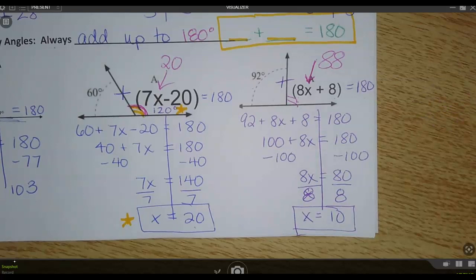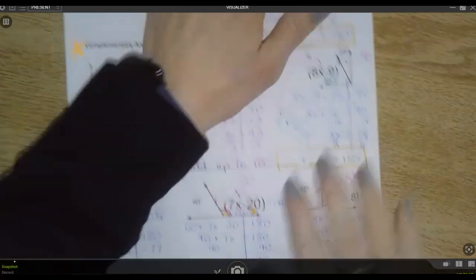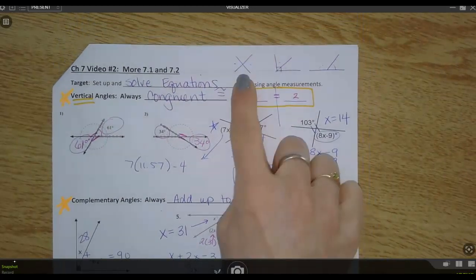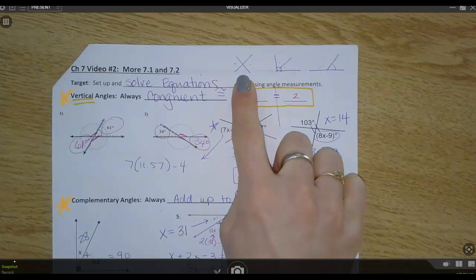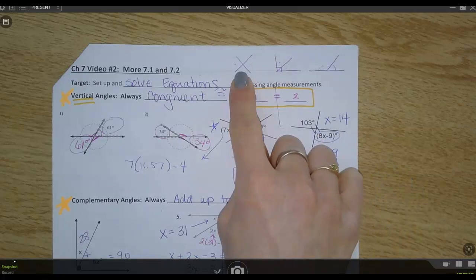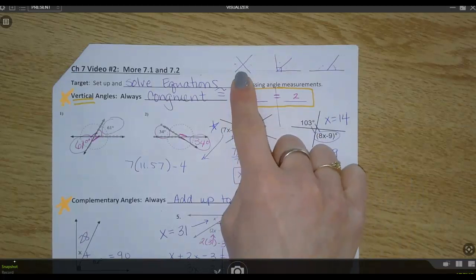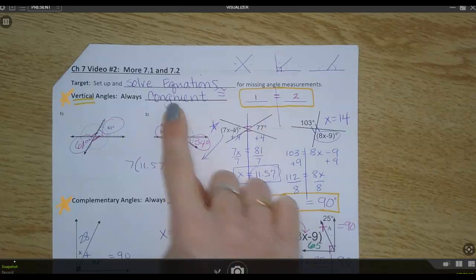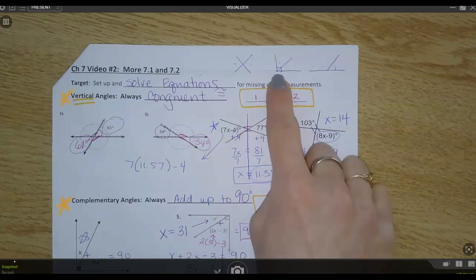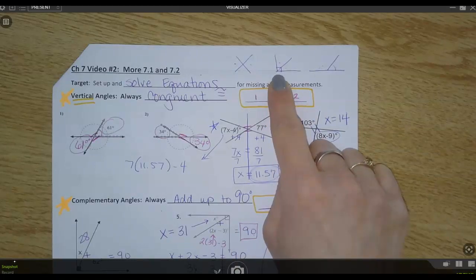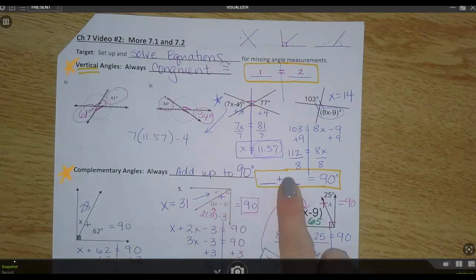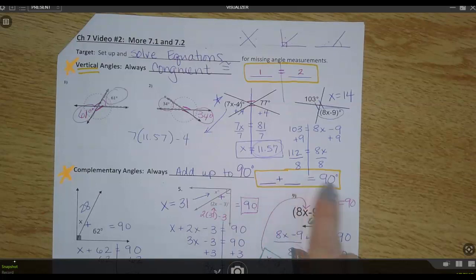Okay, so I'm going to zoom out. I want to look at this whole page for a second. We know we have three types of angles we need to be able to identify: vertical angles, complementary angles, and supplementary angles. Anytime you see angles like this, or the problem tells you you have vertical angles, you know they're congruent, and you need to write the equation where those two angles are equal to each other. Anytime you see a picture like this, or the problem tells you you have complementary angles, you know that they add up to 90, and your equation needs to say that you're adding those two angles together and setting it equal to 90.